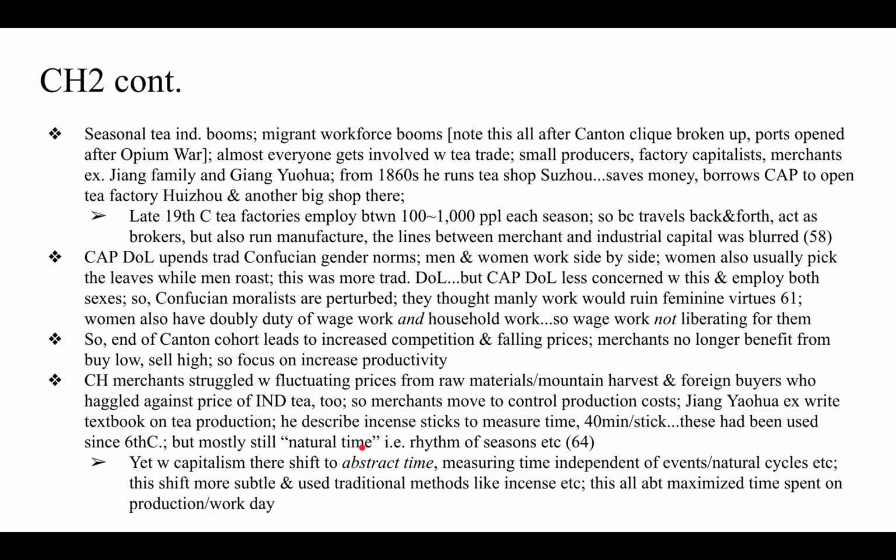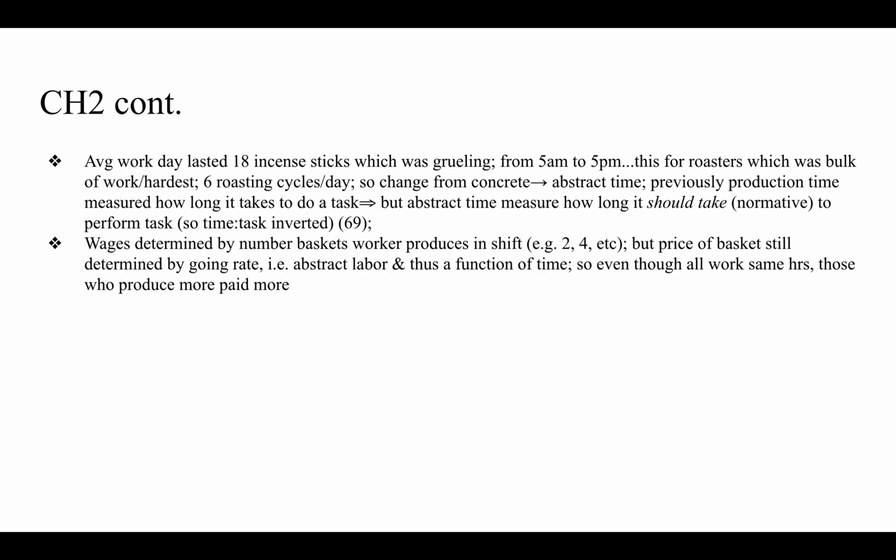And this is like natural time, okay? But with capitalism, there's a shift to abstract time. Measuring time, which I've explained in previous lectures, but simply here, measuring time independent of events and natural cycles. And this shift was more subtle and used traditional methods like incense sticks. And this is all about maximizing time spent on production and the workday. So you can see how these traditional technologies are used already in very different ways, this distinction between different kinds of time and the shift to measuring abstract time.